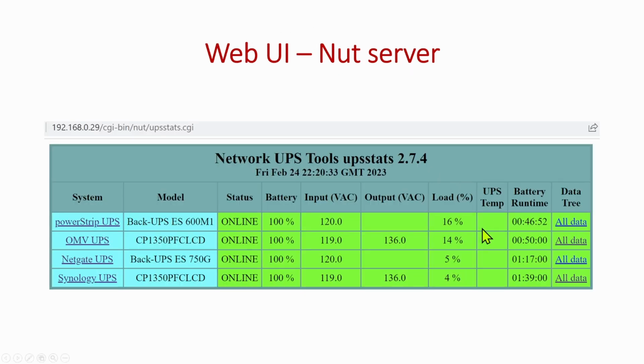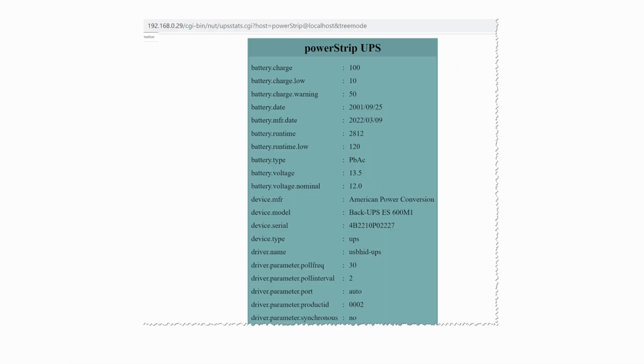Now what happens if I click here, all data, right? So let's look at it. So that particular link will provide you all the information of the UPS. I mean, these are very useful information. It gives you even the manufacturing date, battery date in which it was bought, or manufactured. So you get a lot of useful information from this particular screenshot or URL.